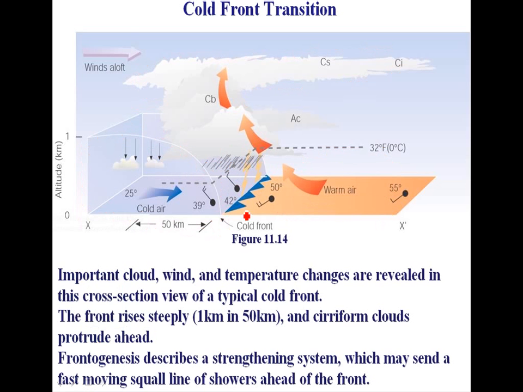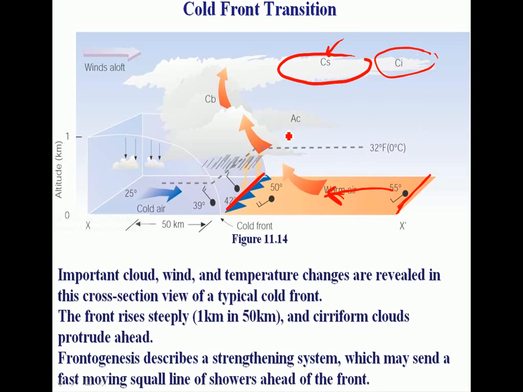Notice that some distance out, again, this is where the cold front is at, but notice some distance out ahead of the cold front, we begin to see cirrus clouds. Those are the thin, wispy clouds. As we move to the left and closer to the front, the clouds begin to thicken into cirrostratus. That's what this CS is, cirrostratus.